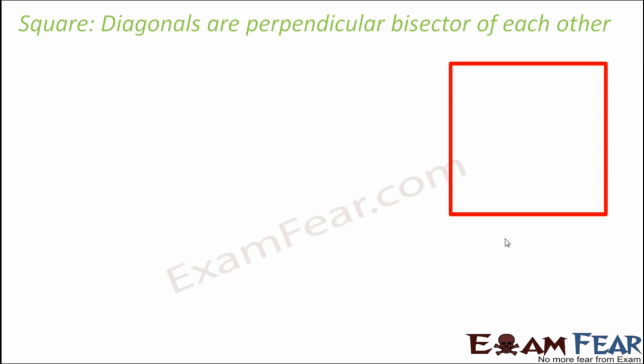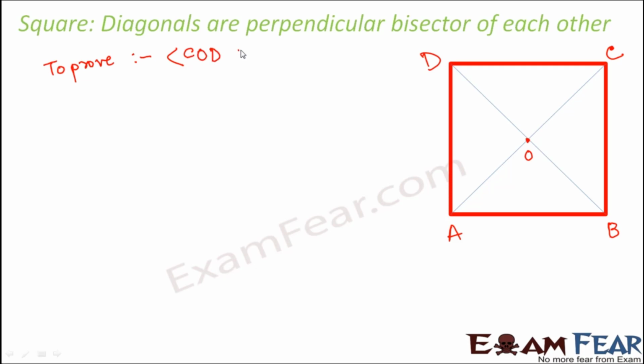So here we have considered a square ABCD. So let us draw the diagonals like this. Let us assume that the point where the diagonals bisect each other is O. So what do we want to prove here? We are trying to prove that angle COD is equal to 90 degrees, angle BOC is equal to 90 degrees. So all these angles are 90 degrees. That is what we are trying to prove here.